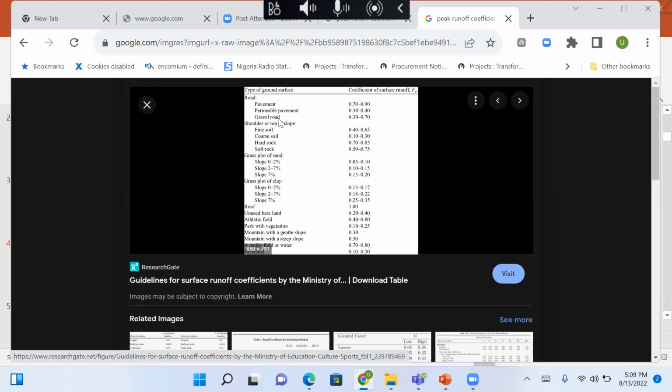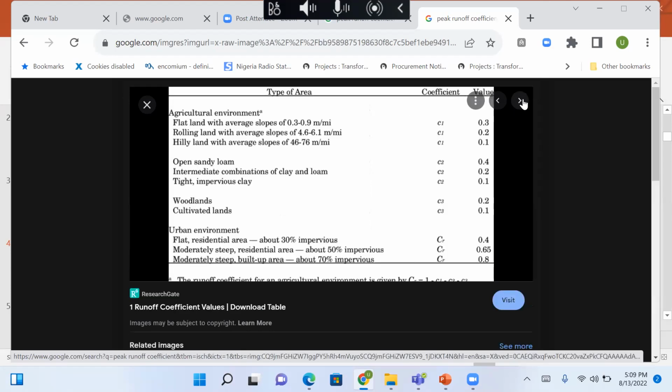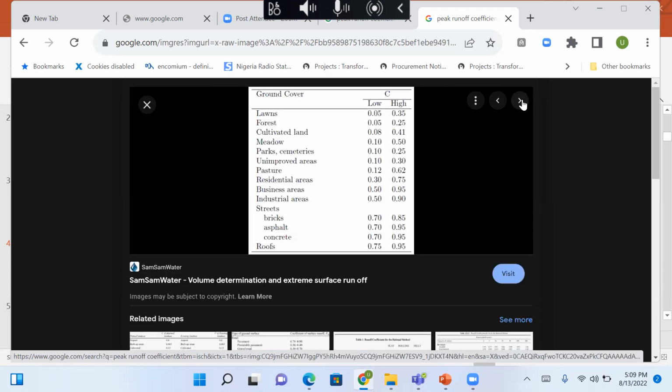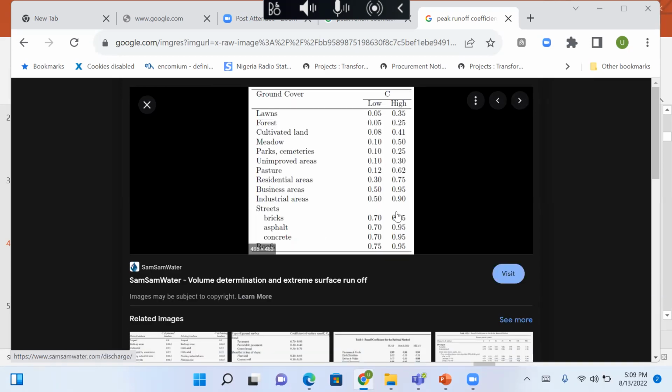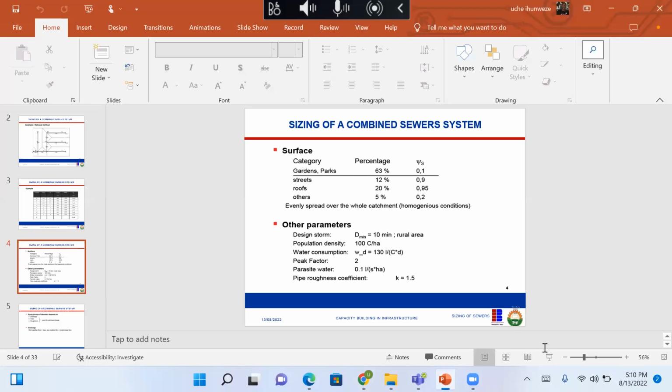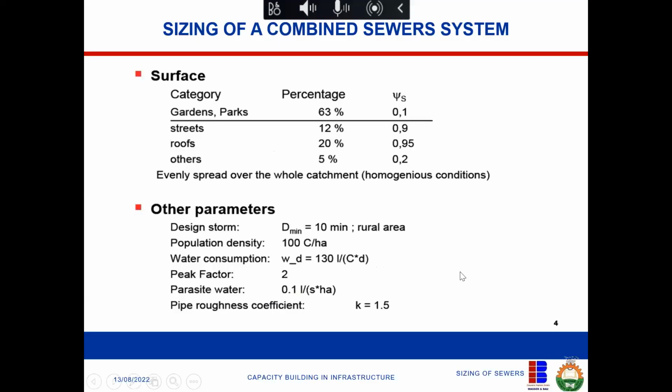Then this is gravel road. Gravel road is 0.3 to 0.7. Then you can just go on and go on. It will give you all the values of the peak runoff coefficient. This is our wetlands, just name it. These are things you can just go online and get. Look at bricks, it is 0.7, the high one is 0.85, asphalt is between 0.7 and 0.95, concrete is between 0.7 and 0.95, and so on and so forth. So that's how we came about that. If you go to the standard rules, it will also be there.